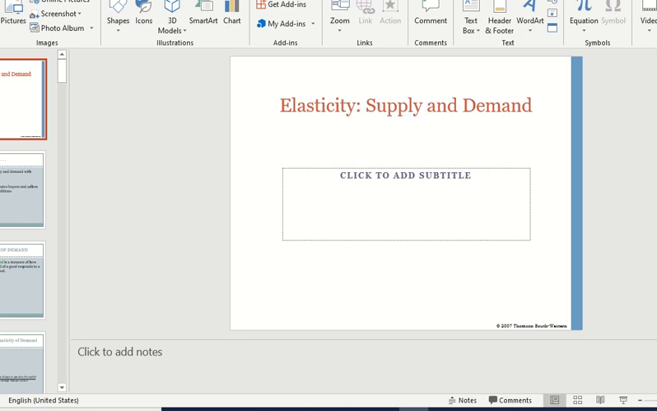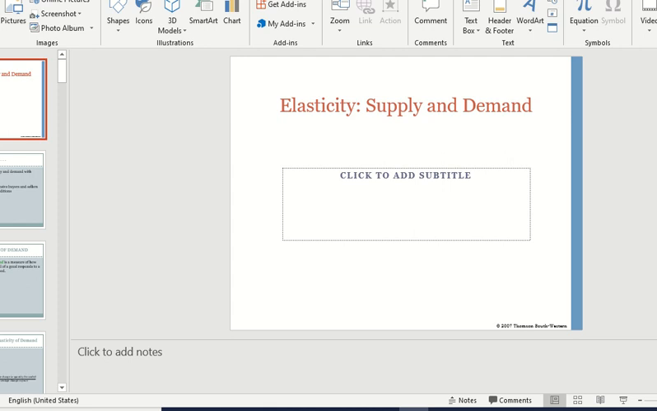Previously, when we learned about determinants of demand, we know that when income goes up, the demand goes up when it is a normal good. And when we learned about the law of demand, we also learned that when the price goes up, the demand comes down, and when the price comes down, the demand goes up. So we did learn about some of the qualitative effect of a change in a determinant of demand.